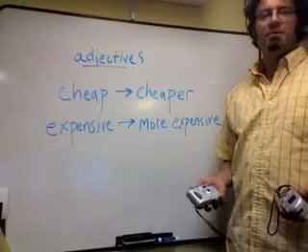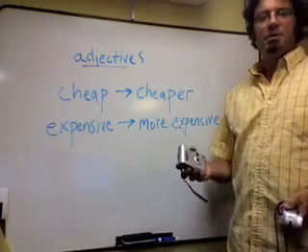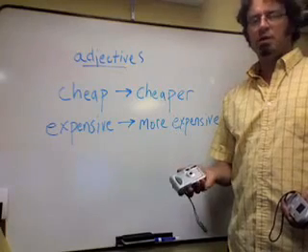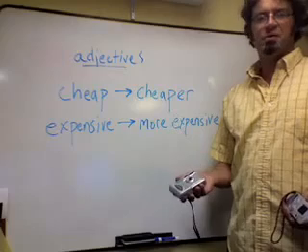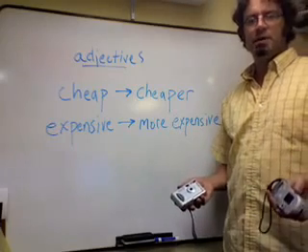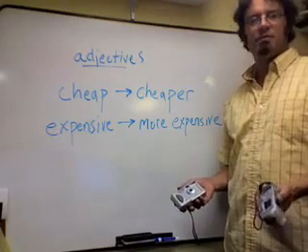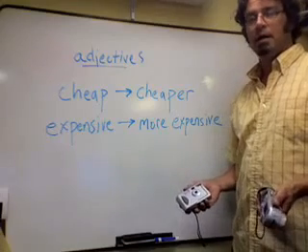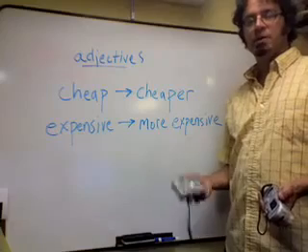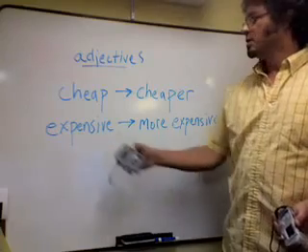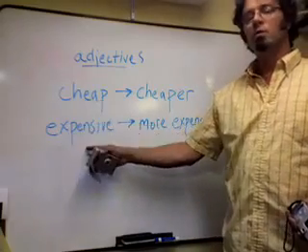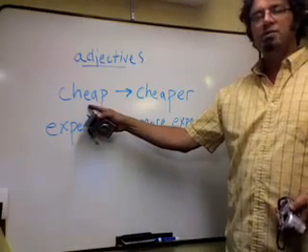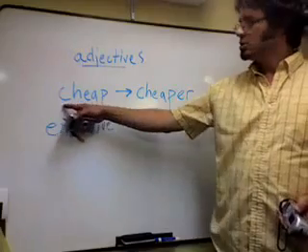I have 2 cameras. This camera is cheap. I paid maybe $20 for this camera 6 years ago. And this camera is expensive. I paid about $400 for this camera. To show the difference between the 2 cameras, I can use the word cheap or the word expensive. The word cheap has only 1 syllable. Cheap.